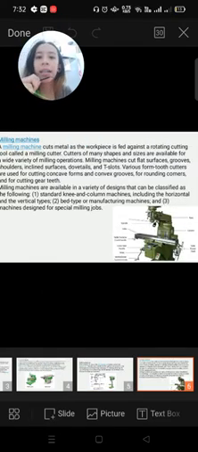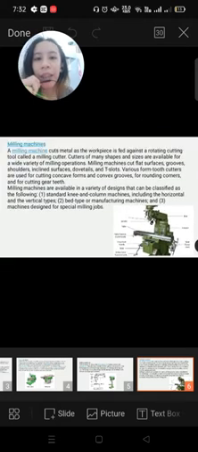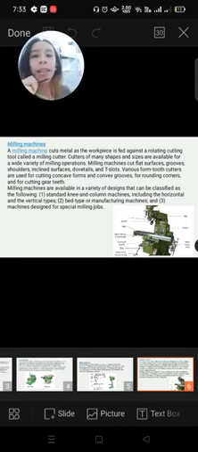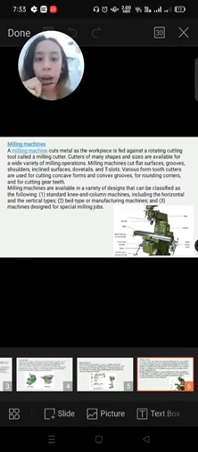Okay, next one is the milling machine. A milling machine cuts metal as the workpiece is fed against a rotating cutting tool called a milling cutter. Cutters of many shapes and sizes are available for a wide variety of milling operations. Milling machines cut flat surfaces, grooves, shoulders, inclined surfaces, dovetails, and T-slots. Various form tooth cutters are used for cutting concave forms and convex profiles for rounding corners and cutting gear teeth.